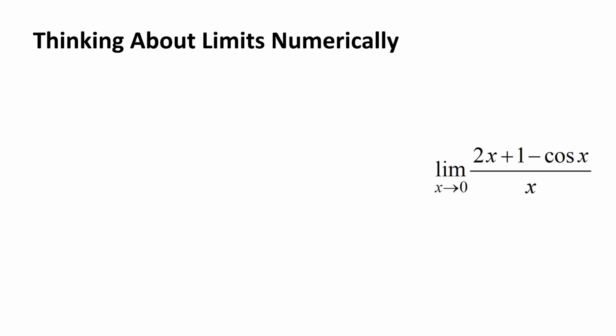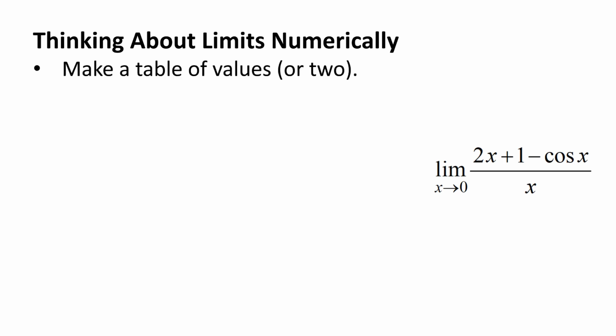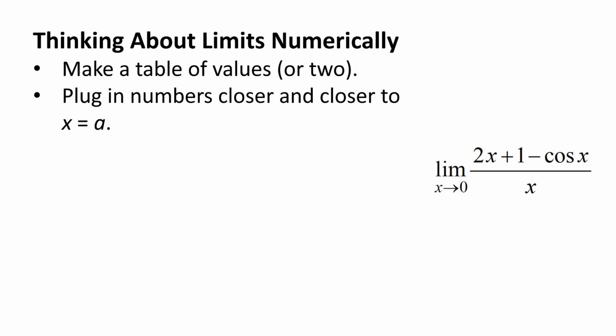This function is one of the examples we're going to look at. So we're going to think about the limit as x approaches 0 of this function. So we're going to look at input and output values. Since we're going to use input and output values, we probably want to make a table of values, although most of these I'll probably actually make two tables of values. We're going to plug in numbers in that table closer and closer and closer to x equals a, or in this example closer and closer and closer to x equals 0.